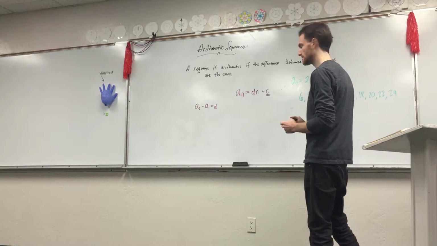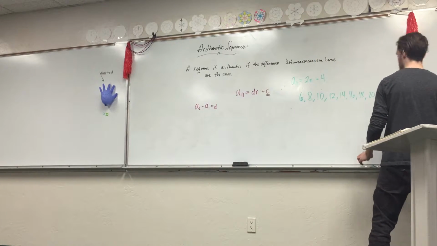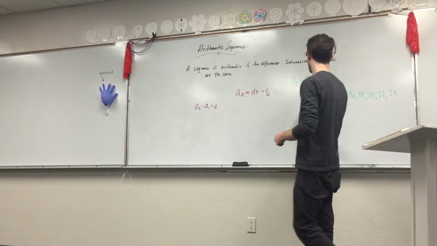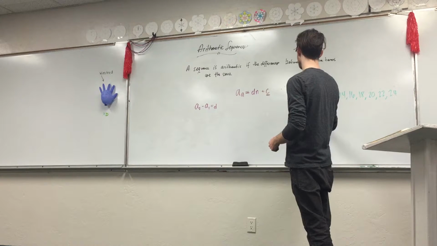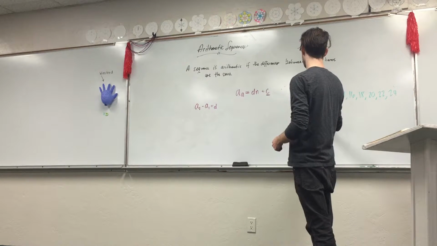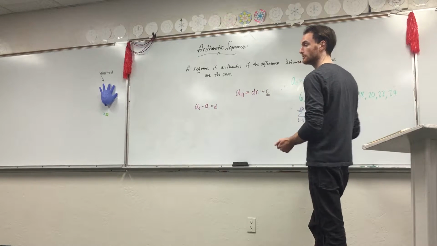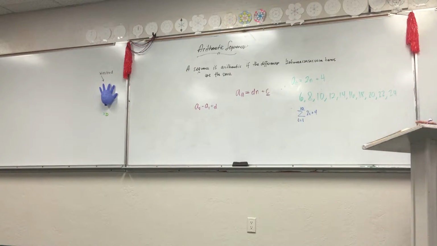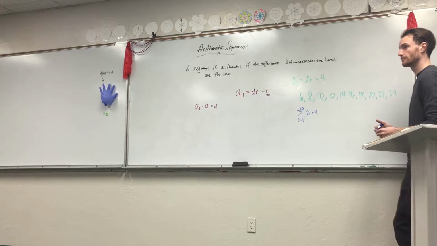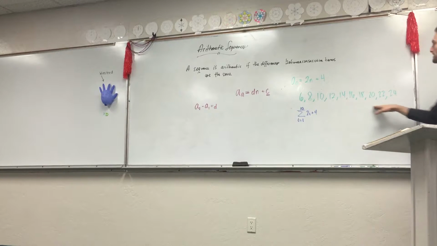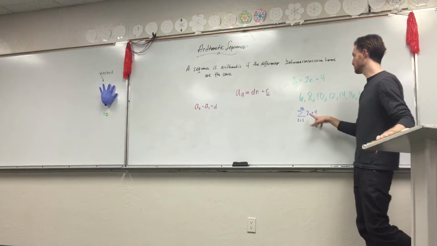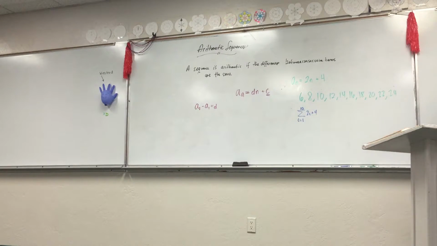So how could I write this as a sum? Summation. It means the summation from i equals 1 to 10 of 2i plus 4, because we use i. Same deal. You guys all get that? So this is an arithmetic sequence, and my sum is from i equals 1 to 10 of 2i plus 4.